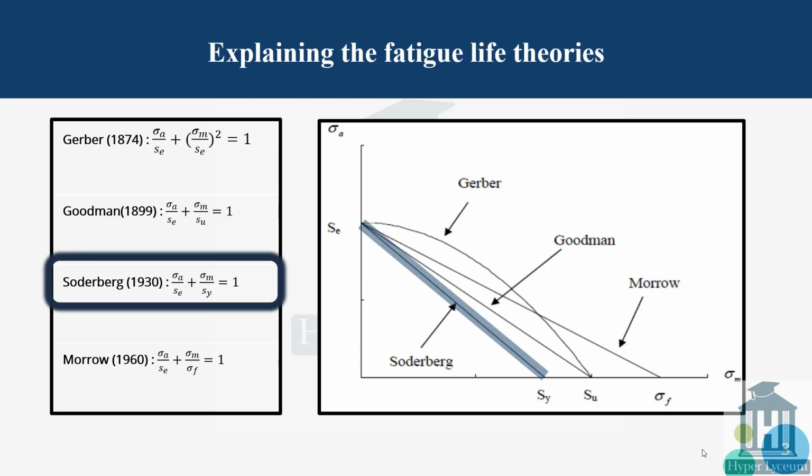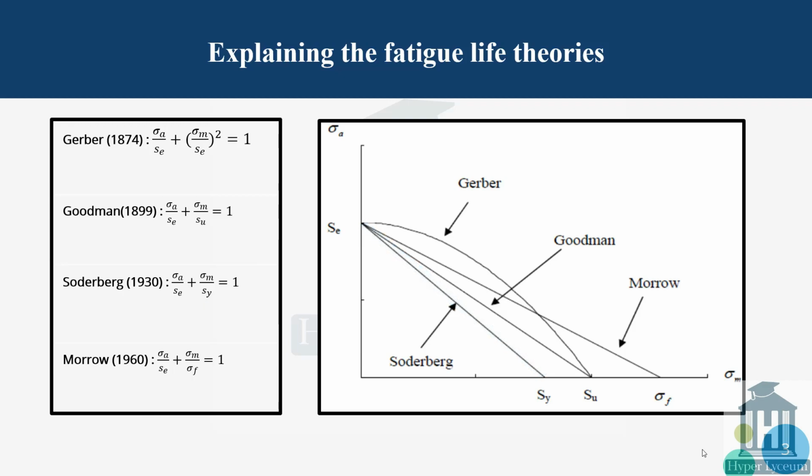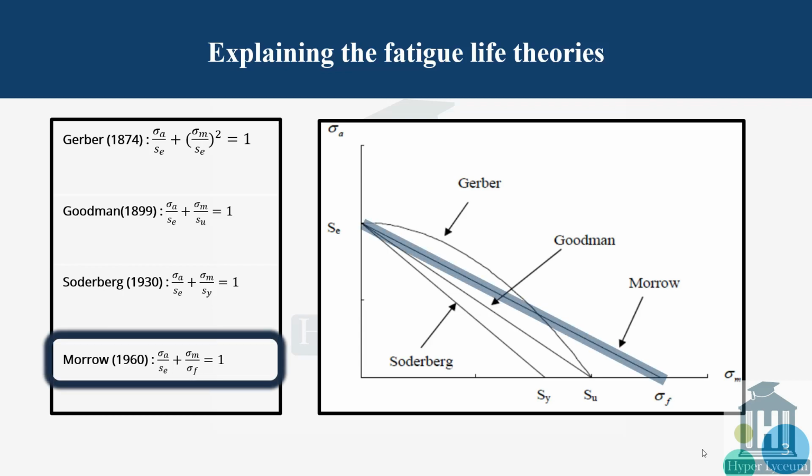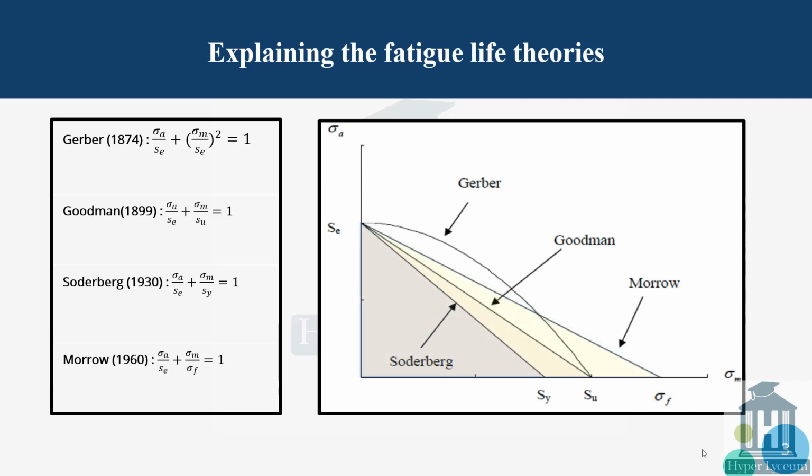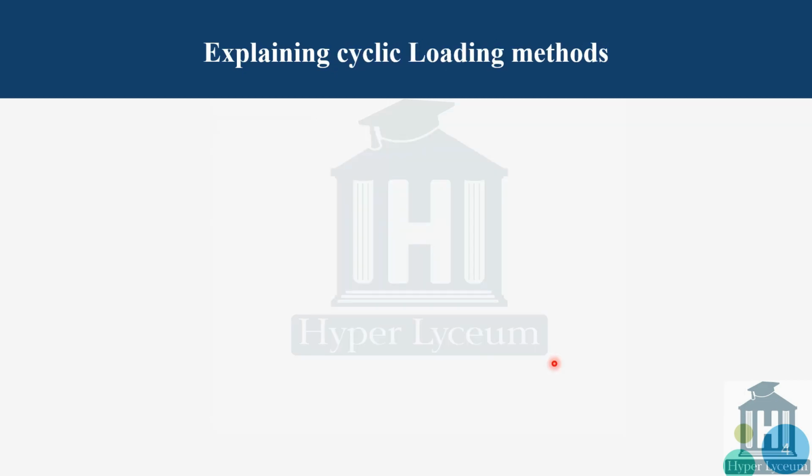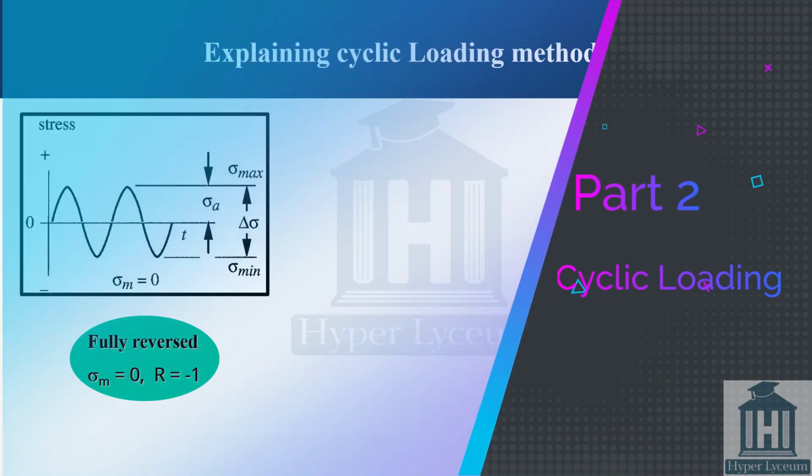In the Soderberg's theory, which is rather considered conservative compared to the others, yield stress has been included. However, this theory is rarely used. And finally, we have Merrill's theory, in which the true fracture stress has been used in its calculations. The area underneath each of these diagrams indicates the infinite life of the material. I remind again that we are only going to use Goodman's theory in this video to validate the results of our work.